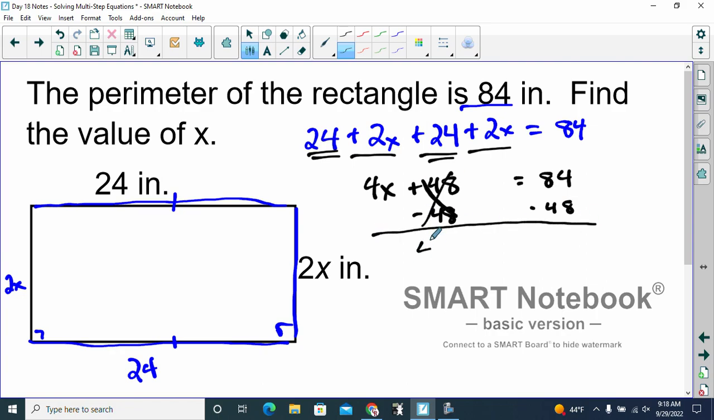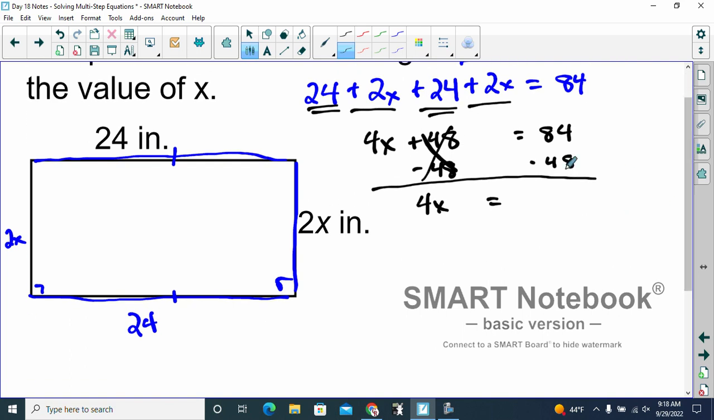These cancel. I get 4x equals 84 minus 48. 4 minus 8, I can't subtract that, so we need to borrow 10 from the 10 spot. 14 minus 8 is 6. 7 minus 4 is 3. So 84 minus 48 gave me 36. And divide both sides by 4.